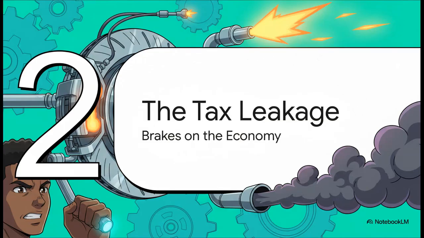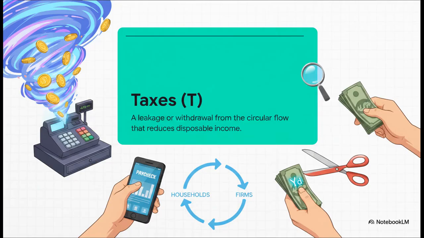Section 2. The tax leakage. But of course, every engine needs brakes, right? In our macroeconomic model, that braking force comes in the form of taxes. If government spending is the fuel injection, taxes are the exhaust. By definition, they are leakage. They siphon money right out of the circular flow.